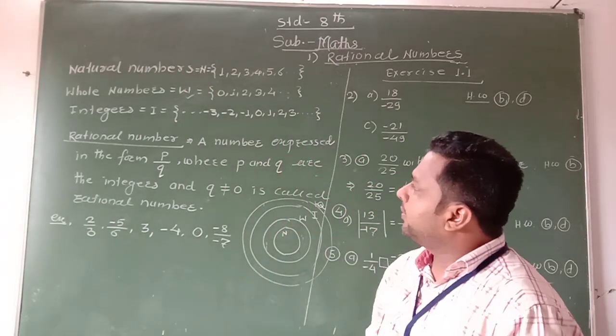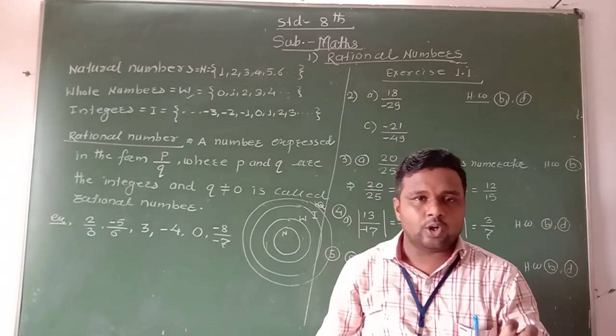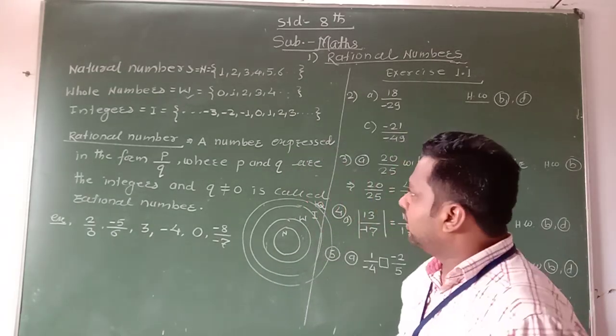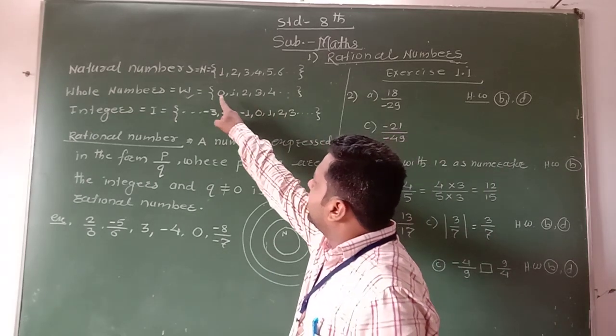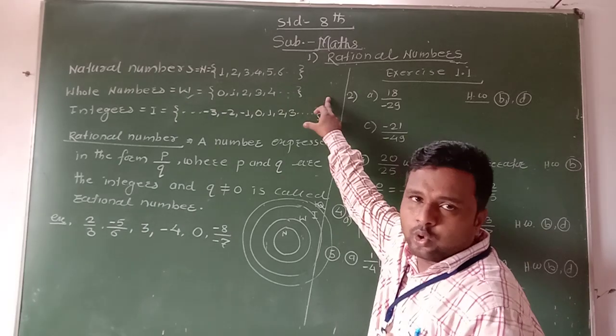Then the second type is the whole number. Now what is a whole number? The natural numbers including 0 are called whole numbers. The set of numbers 0, 1, 2, 3, 4 are the whole numbers.